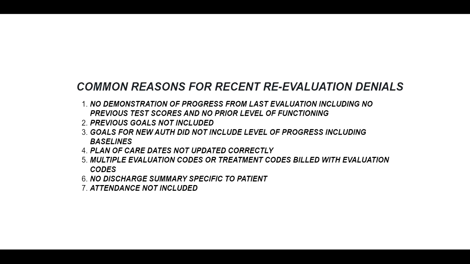The purpose of this video is to show you these reasons and to show you how to correct them in hopes of eliminating future denials. So the things that we found, the common reasons for the recent reevaluation denials, is number one, no demonstration of progress from the last evaluation, including no previous test scores and no prior level of functioning. Another one is the previous goals were not included. The goals for the new auth did not include level of progress, including baselines.